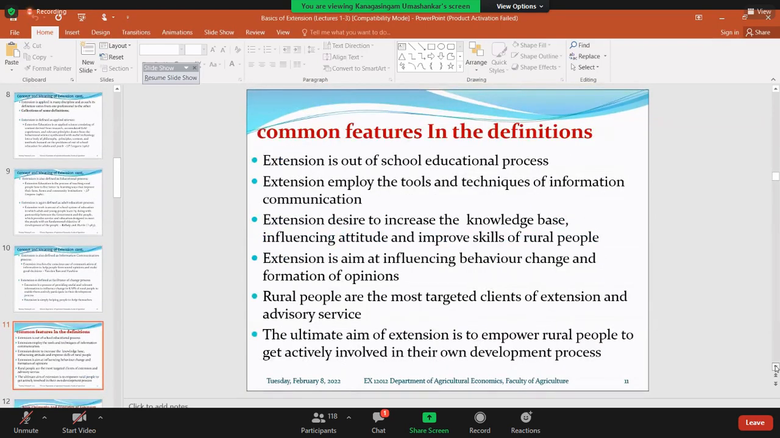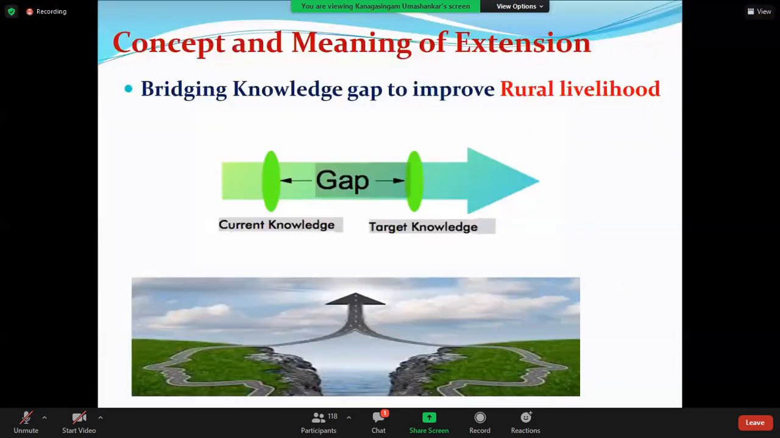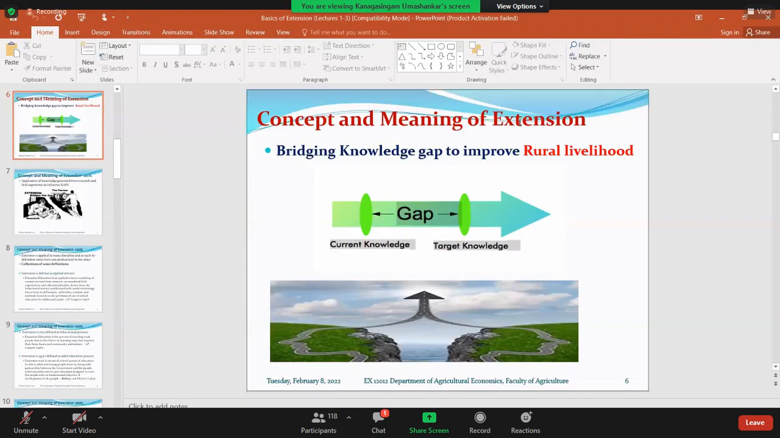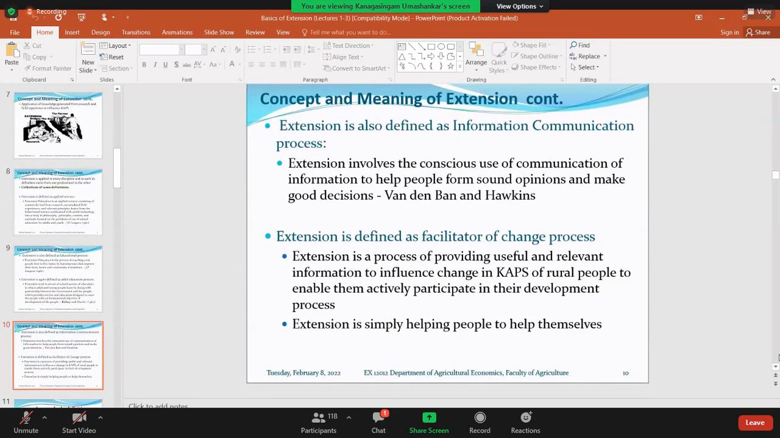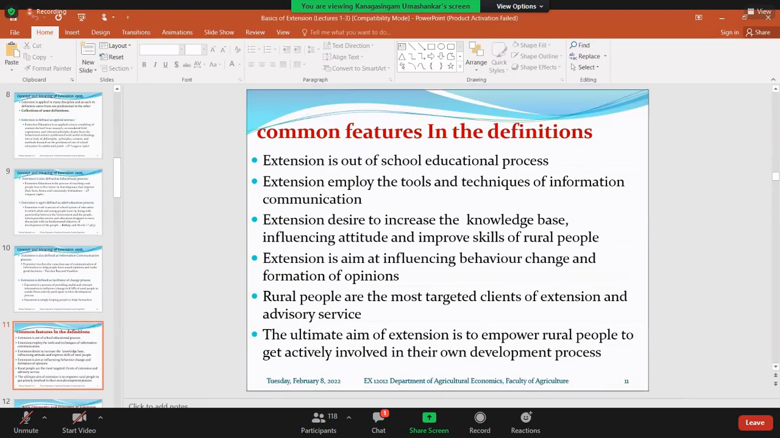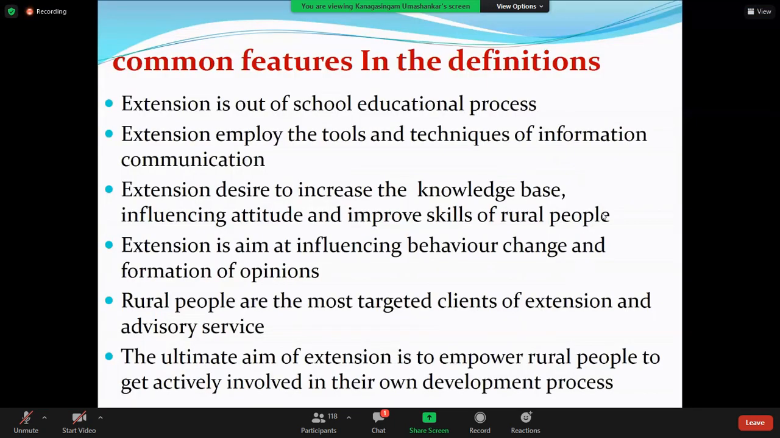Now you have seen many definitions, and I extracted some common features from the definitions that you have seen. Here you can say extension is an out of school education process. So you have to say extension is an out of school education process.